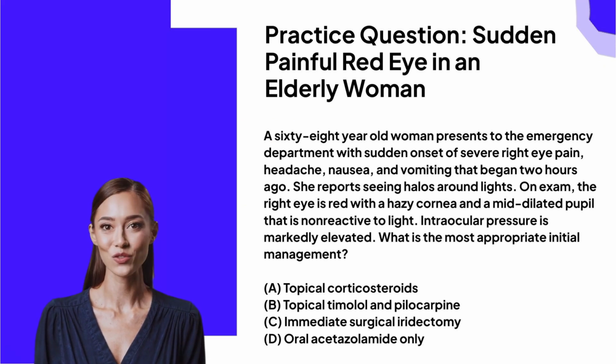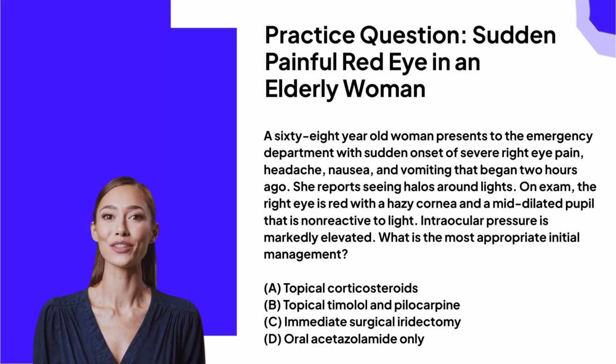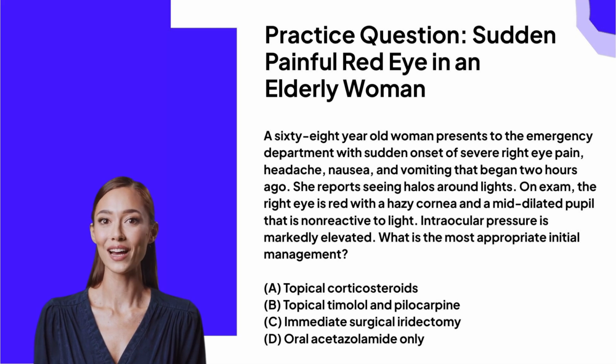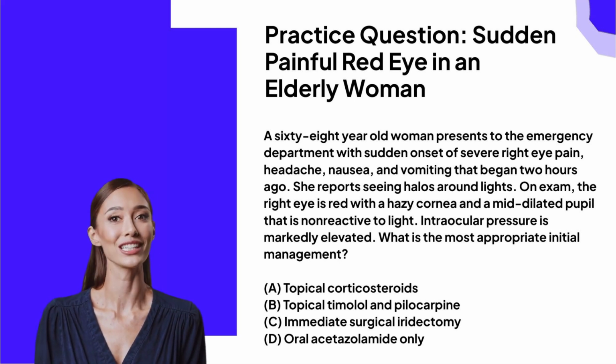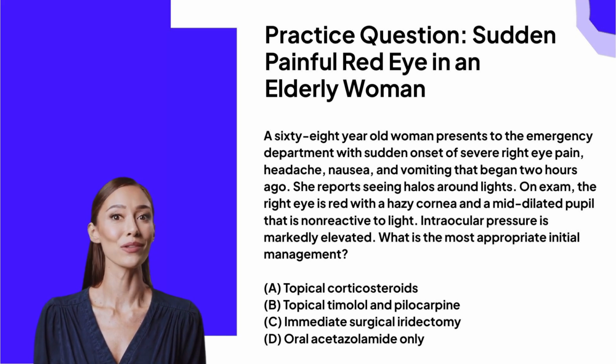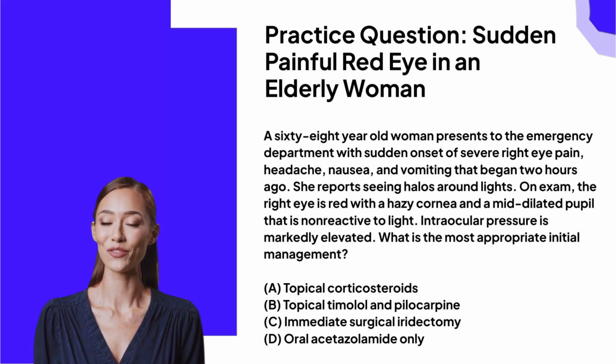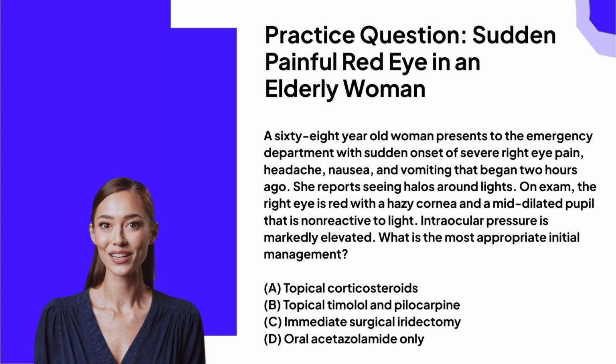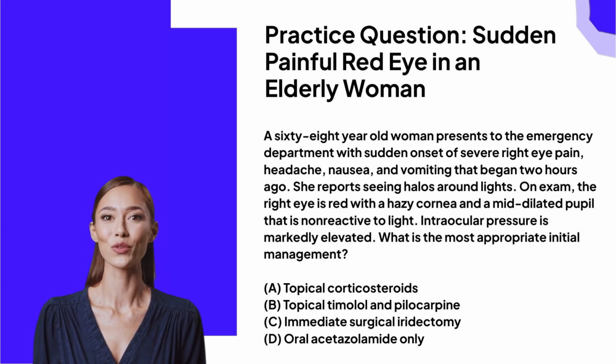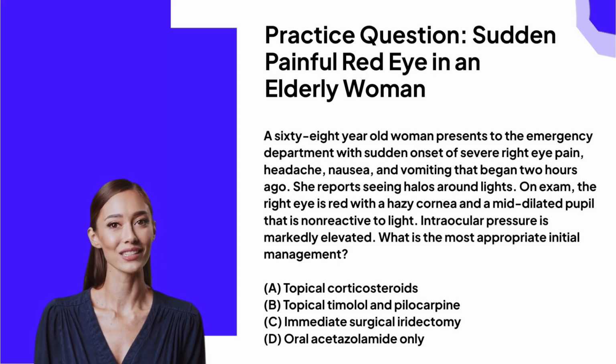A 68-year-old woman presents to the emergency department with sudden onset of severe right eye pain, headache, nausea, and vomiting. She reports seeing halos around lights. On exam, the right eye is red with a hazy cornea and a mid-dilated pupil that is non-reactive to light. Intraocular pressure is markedly elevated. What is the most appropriate initial management? Take a moment to think about this before we walk through the answer on the next slide.